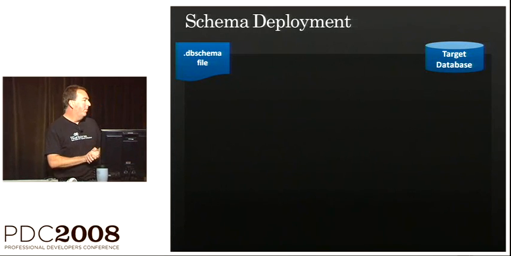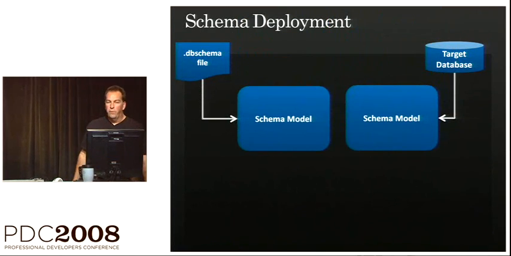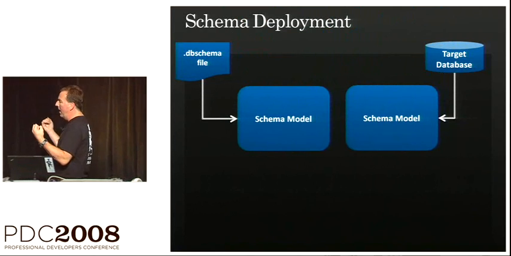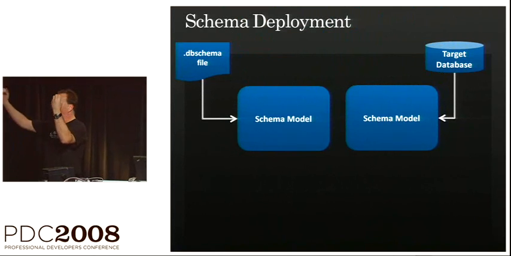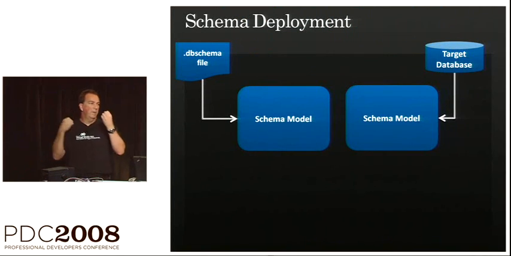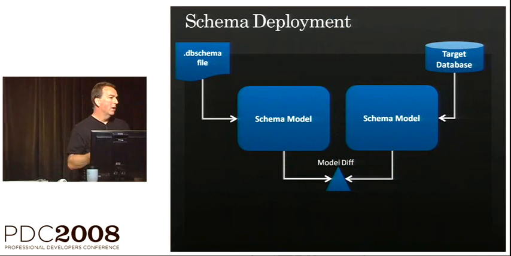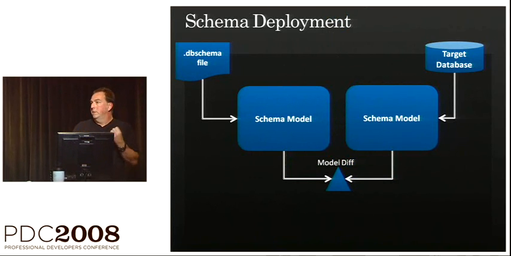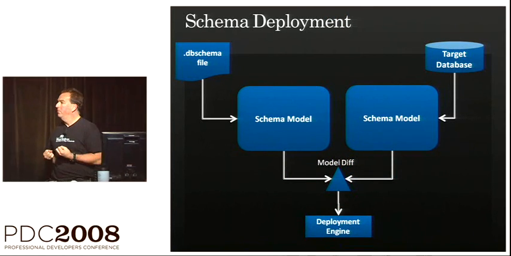However, if the database is in place and you need to start updating this, how is this working? So the first thing that we do is, if you have your DB schema file and your target database, we create a model from each side. Right? At that point in time, we're going to take this information and compare it. So we're doing a model diff. Right? Same as schema compare. The result of those diffs is fed into the deployment engine.